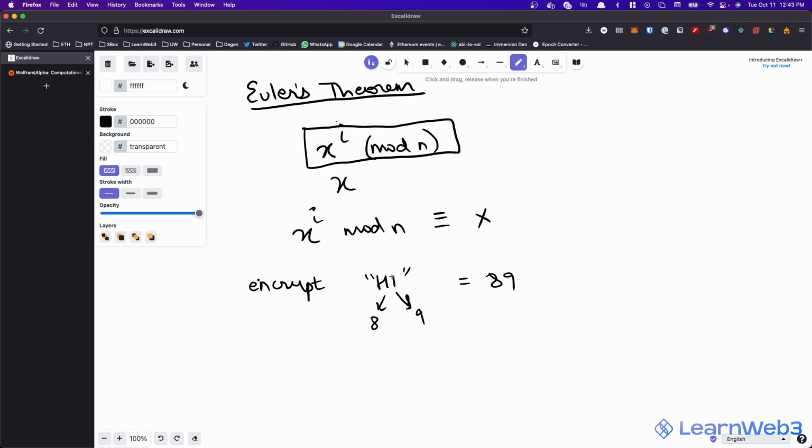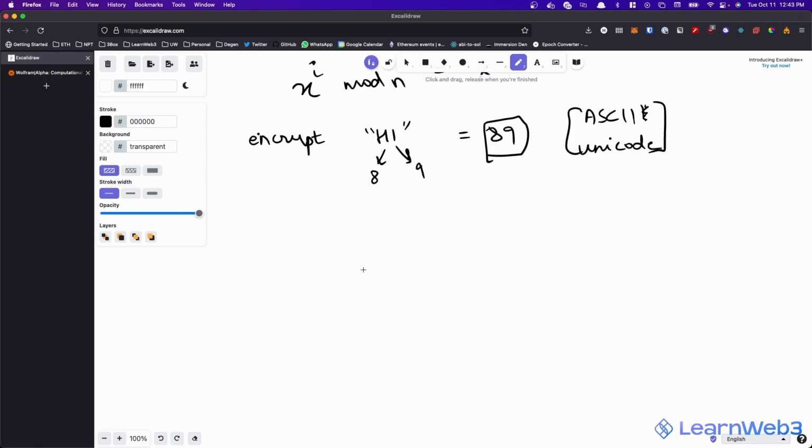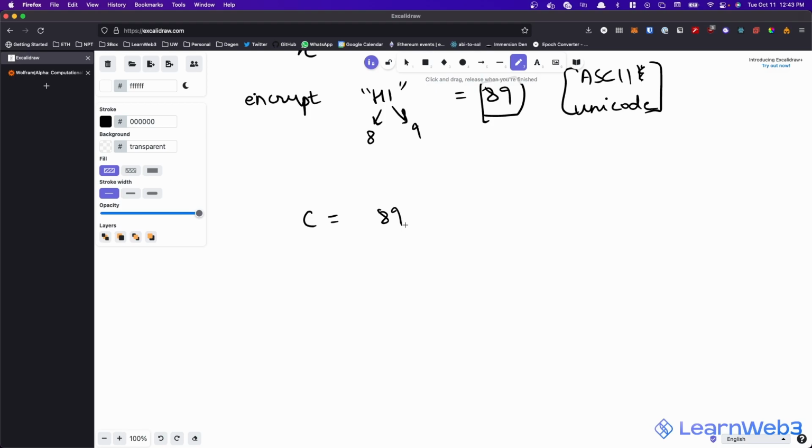How you choose to convert letters into numbers depends on the scheme; there are popular ones like ASCII codes or Unicode today. We'll just go with 8 and 9 based on their position in the alphabet. So let's say we want to encrypt the message 89. We calculate the encrypted data, let's call it C for cipher. We calculate the cipher using the formula 89 to the power of e mod n.